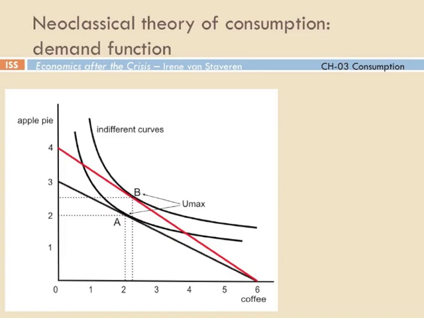So here we see the diagram with the initial budget constraint and a new budget constraint, a red line here. So now we have a new point of utility maximization, where the new budget line hits the highest possible utility curve. So we have the old point A and a new point B. So now we have 2 points of consumption of apple pie and coffee with their respective prices. This allows us to draw the demand function for each.